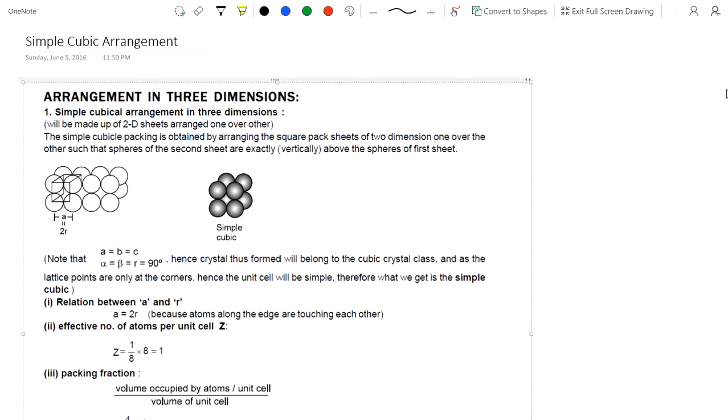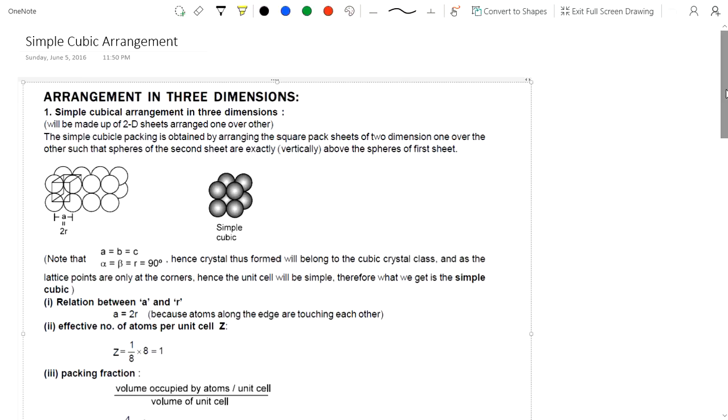If you make the second layer of atoms sit right on top of the first layer, the arrangement that you will get is going to be like this in this diagram. This particular shape that is created is called simple cubic. In this case, the parameters of the crystal are: all the sides are equal, so A equal to B equal to C, and all the angles are equal to 90 degrees. So alpha, beta and gamma, all of them are equal to 90 degrees.